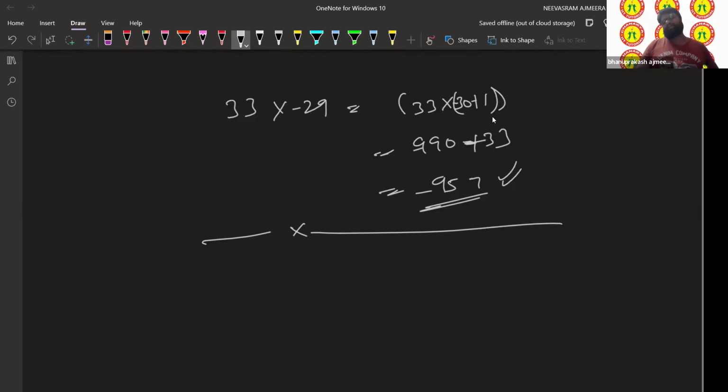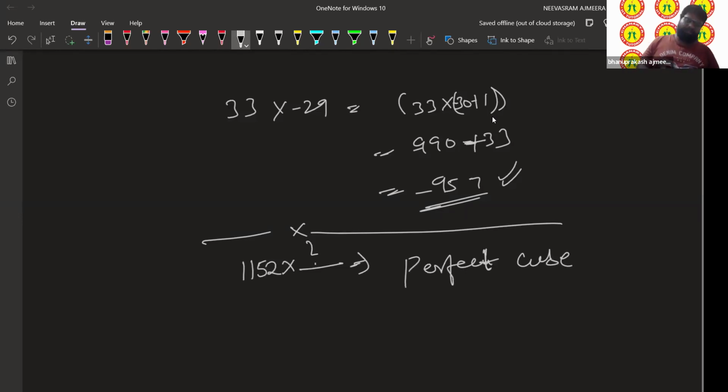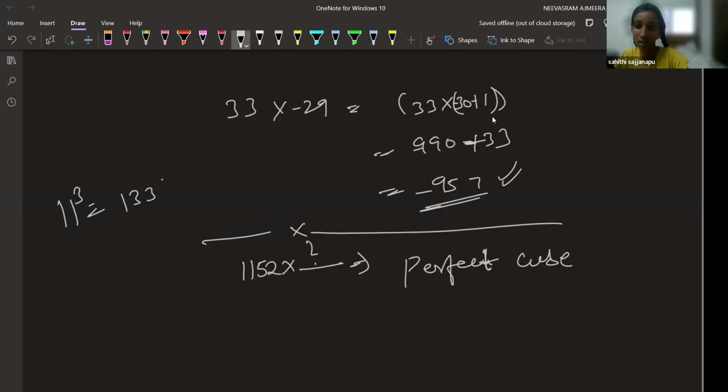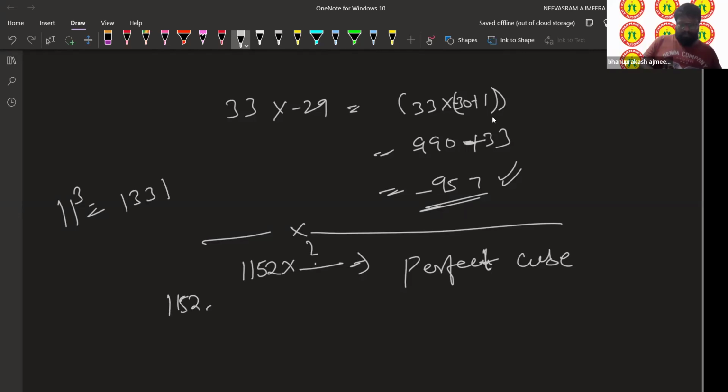These model questions also we had discussed. So for 1152, which number should be multiplied so that it will become a perfect cube? Okay, so if you see here, what is 11 cube? 1331, sir. 1331.